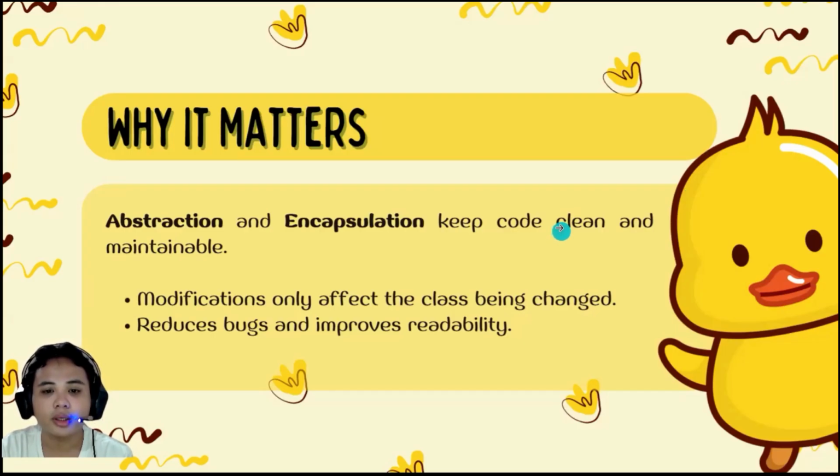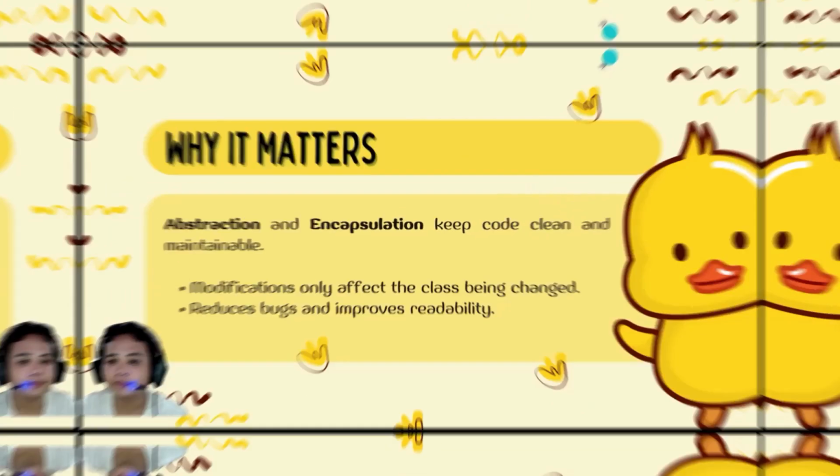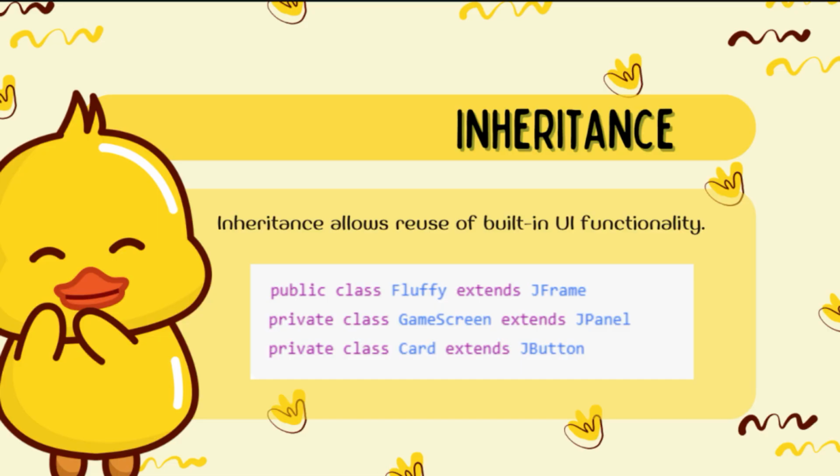Now that we have covered how we protect and organize data, the next presenter will explain how inheritance and polymorphism help our game reuse code and behave dynamically. Inheritance and polymorphism. Inheritance allows one class to acquire properties of another. In our project, we use inheritance extensively with Java Swing components. By extending JFrame, JPanel, and JButton, we reuse built-in UI functionality while adding our own behavior.